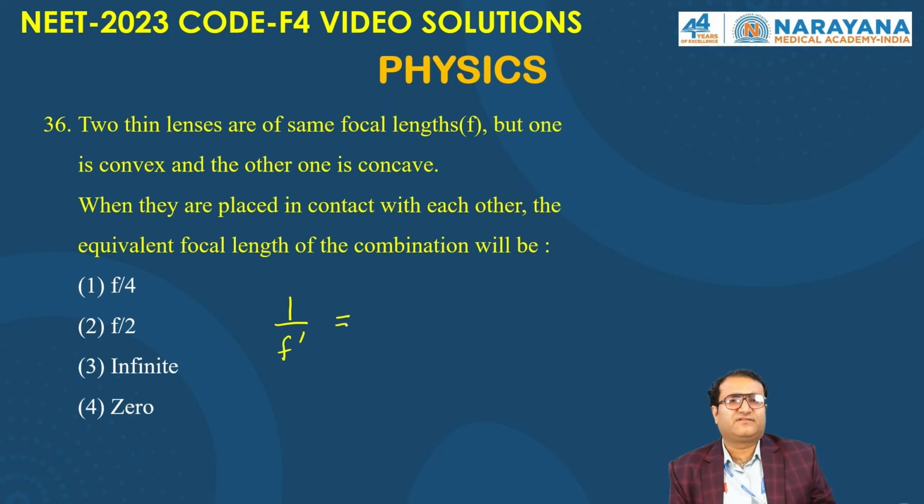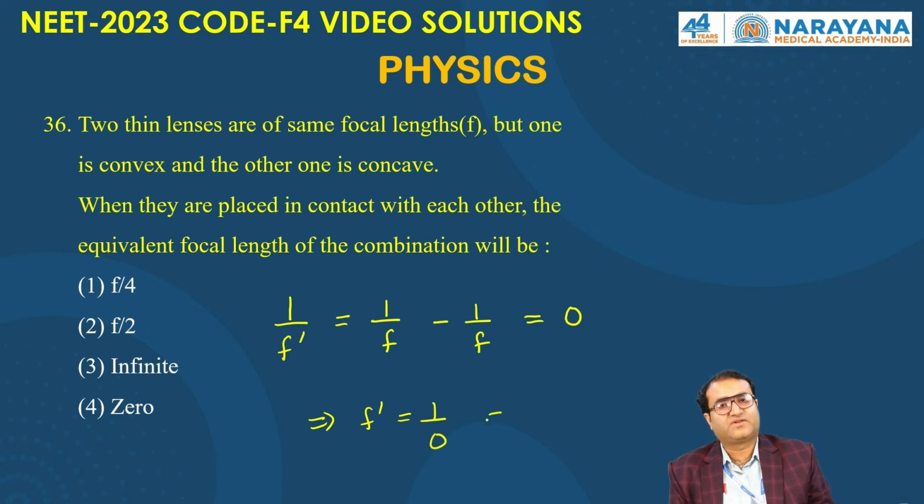Convex lens, if it is in air or medium, if it is positive, concave has to be negative focal length. So 1 by f minus 1 by f, so it is 0. From this we get f dash equal to 1 by 0, which is infinity. Third option.